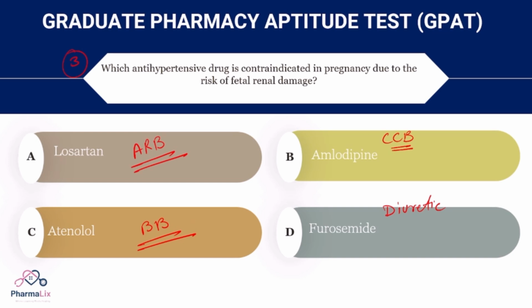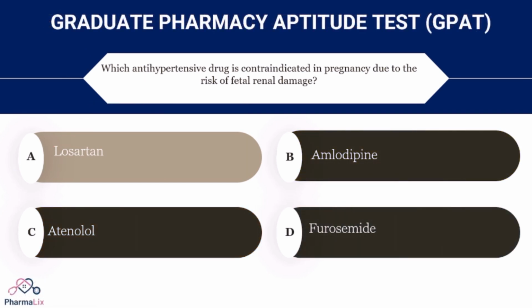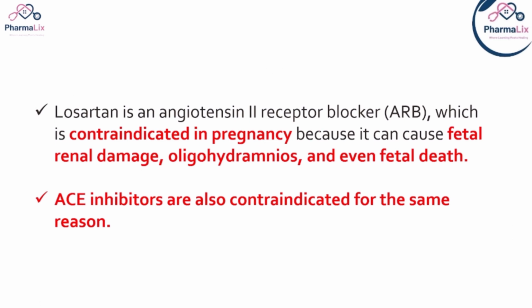The drug which is contraindicated during pregnancy due to risk of fetal renal damage. So the correct answer is going to be losartan. This is an angiotensin receptor blocker, and why, we are going to discuss. Losartan is an angiotensin 2 receptor blocker which is contraindicated in pregnancy because it can cause fetal renal damage.